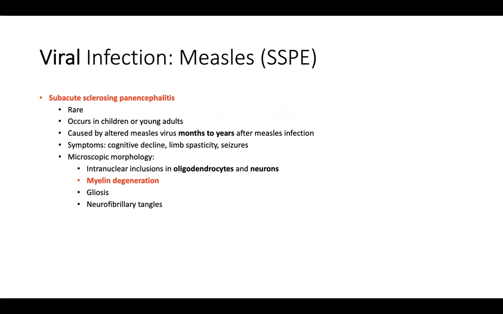And it can cause cognitive decline, limb spasticity, and seizures. Again, there's myelin degeneration, gliosis, and there's inclusions in oligodendrocytes and neurons as well.